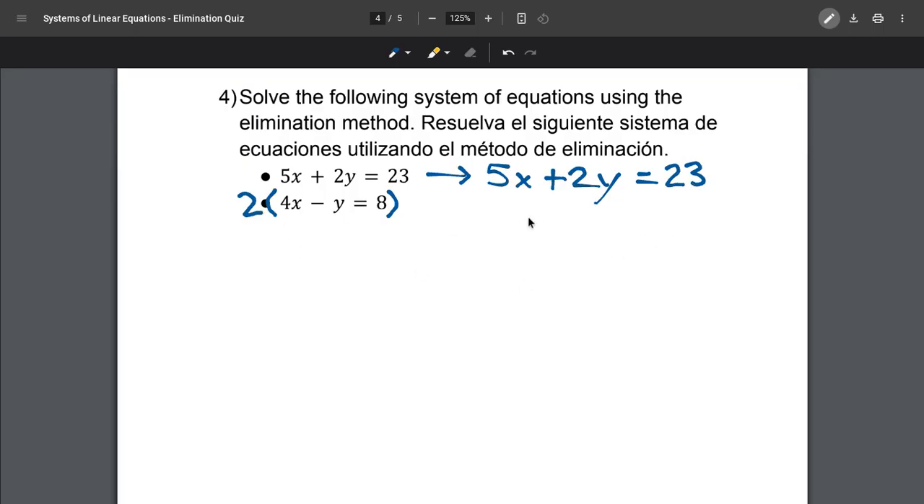And the bottom equation, 2 times 4x is going to be 8x. Remember, you have to multiply. When you're multiplying, you have to multiply everything. 2 times a minus y is going to be a minus 2y, which is good because we want to cancel these out. And then 2 times 8, we have to do that too, is 16.